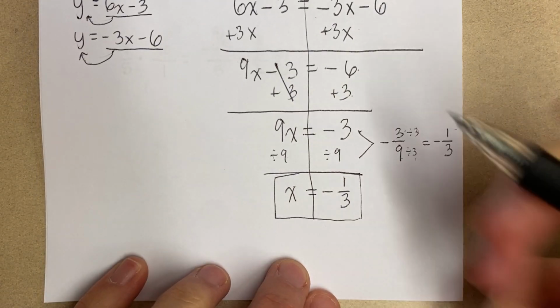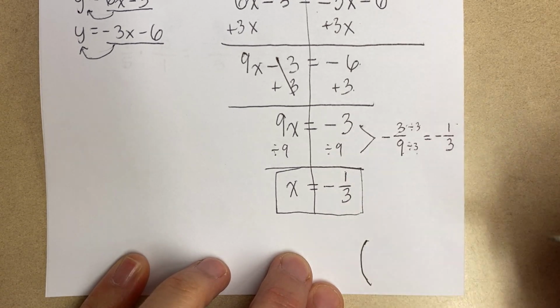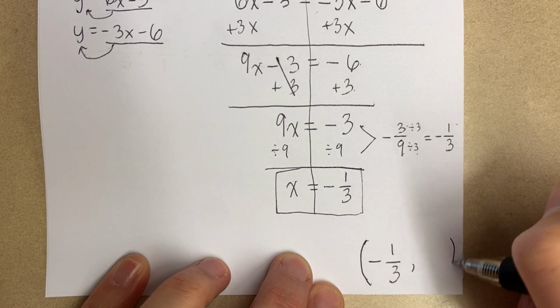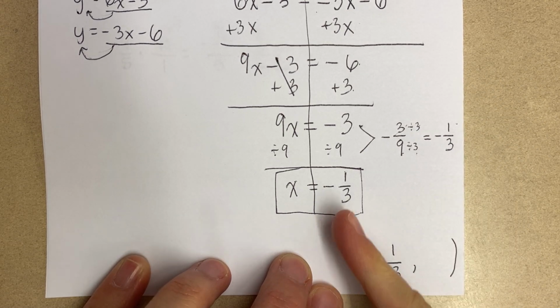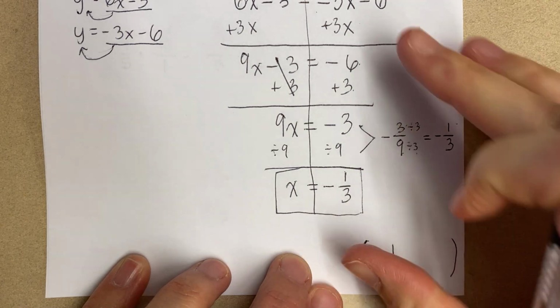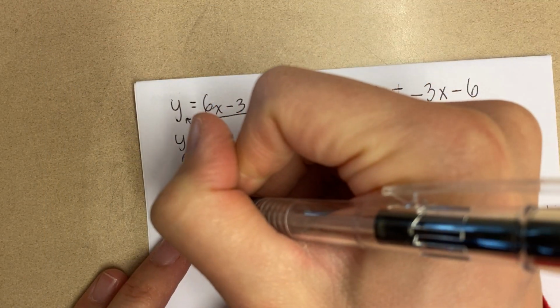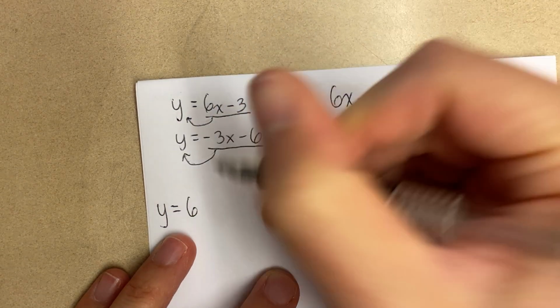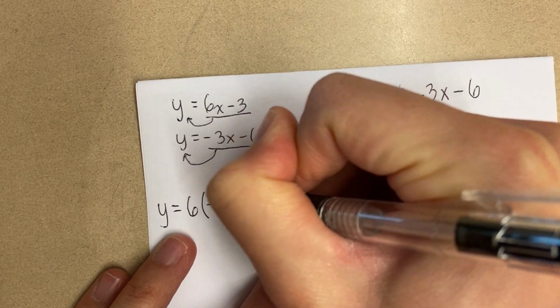I am not done yet though, because what do we know about systems? We know the x value is half the answer, and the other thing we need is the y value. How do I find the y value? I take this x value and plug it back in. And I can actually plug it back into both equations to check my work. So I'll show you what that looks like.